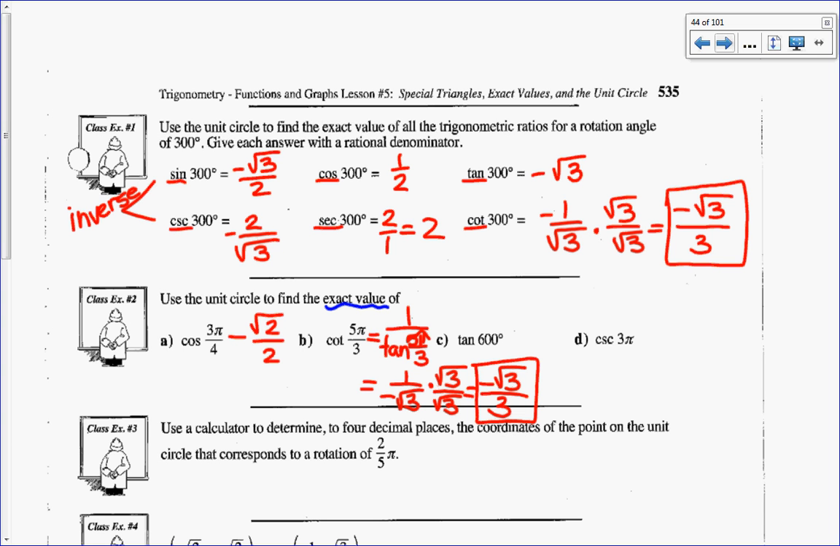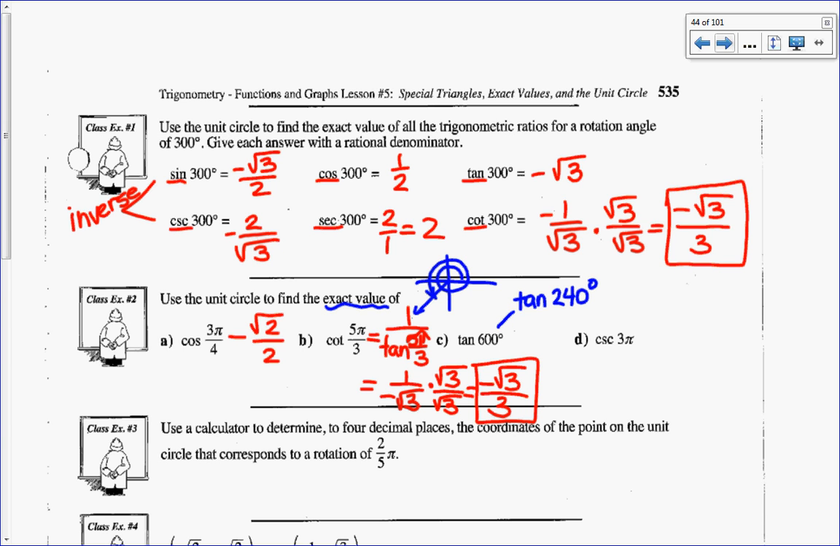Okay, tangent of 600 degrees. Well, let me just think about that for a minute. That's 360 plus another 240. That's going to be down here in the third quadrant. I can figure that out, if I couldn't figure that out in my head, just by subtracting 360, subtract 360, and I'll eventually be left with 240. Okay, so this is the same thing as saying tan 240.